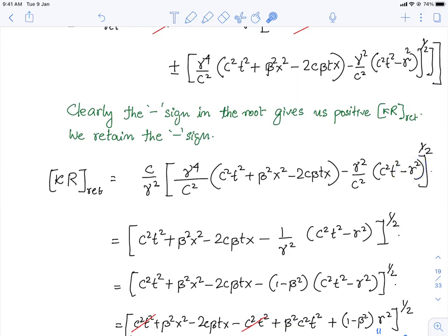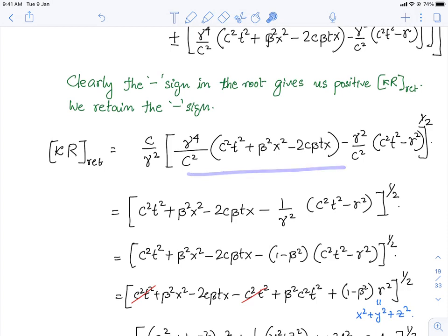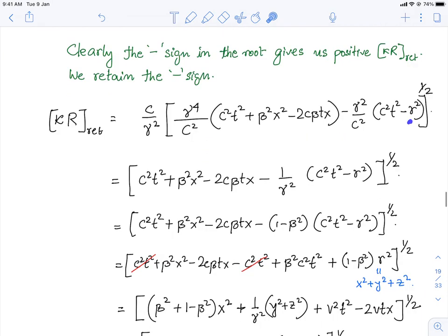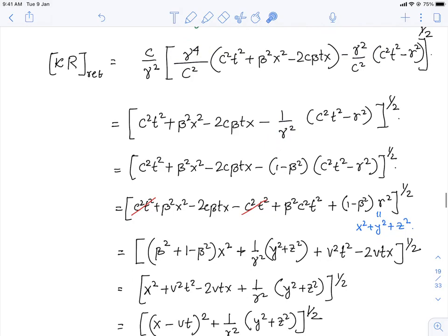Now here we have these terms, and there's r square. Essentially, I have pulled out a factor of gamma to the power 4 by c square, cancelling this, and then this c square goes out, and there's a 1 over gamma square remaining, because here there's gamma to the 4, but here there's gamma square. Then this 1 over gamma square I've replaced by 1 minus beta square. Once I have done that, I have written all the terms out, and this r square also I'm writing out as x square plus y square plus z square.